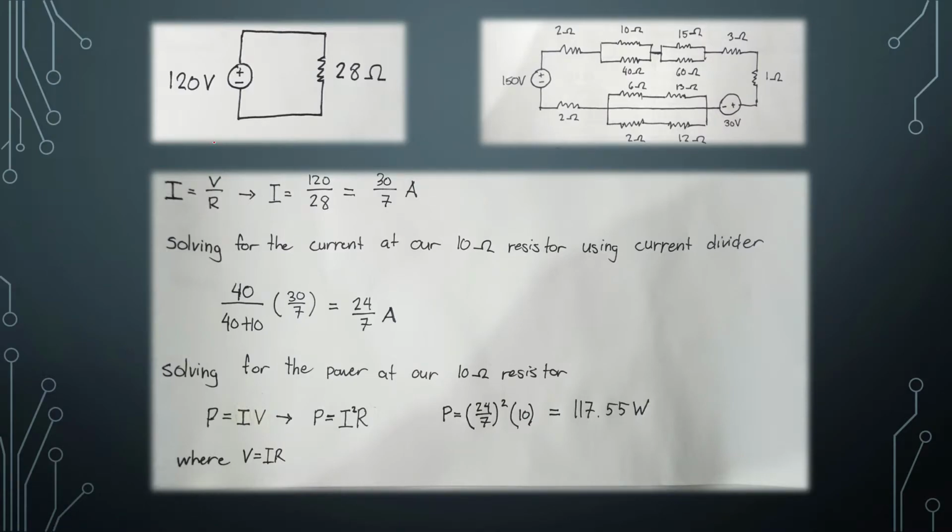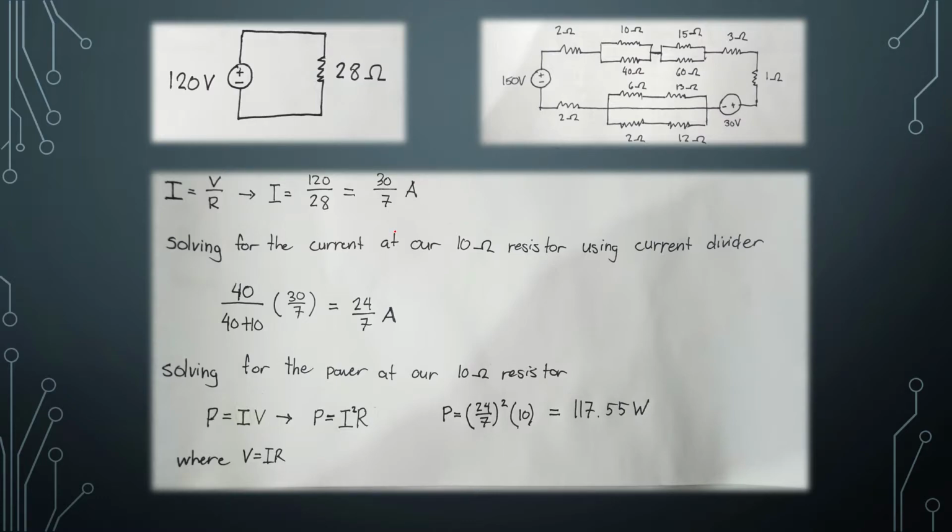And so, now that we have our total voltage and our total resistance of this circuit, we can now solve for our total current. We can use Ohm's law, which is V equals IR, and then we can derive I equals V over R, and we can use our variables here. So we have 120 volts over 28 ohms. That will give us 30 over 7 amperes.